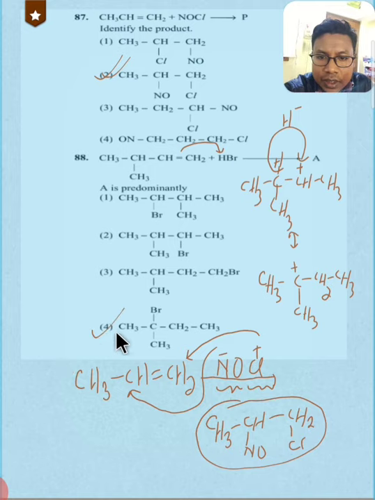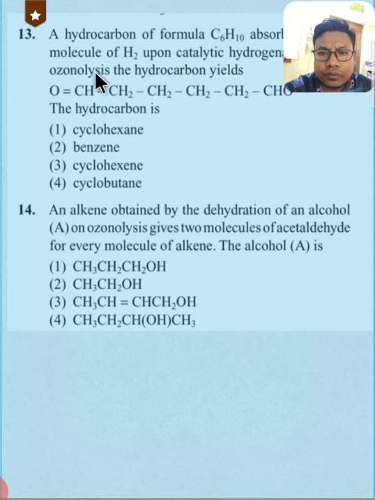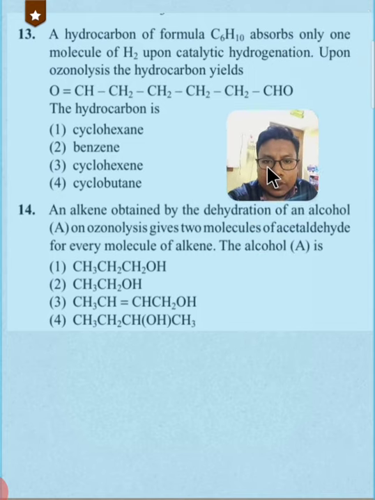this as the major product. To this carbocation, Br minus will attack to form this as the major product. So A will be this haloalkane. Okay, let me go to the next question. Let me move my position from here to here.